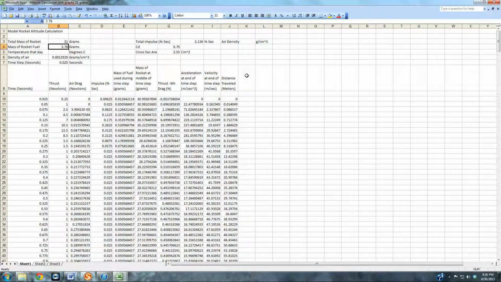This here's the Excel spreadsheet that my granddad and I used to calculate the altitude of the model rocket with the different masses. The first things on here are the basic information, which is what I'll call my variables. Using air drag as an example, you can see that we use a coefficient of drag and air density and also the acceleration to get the total air drag in newtons.